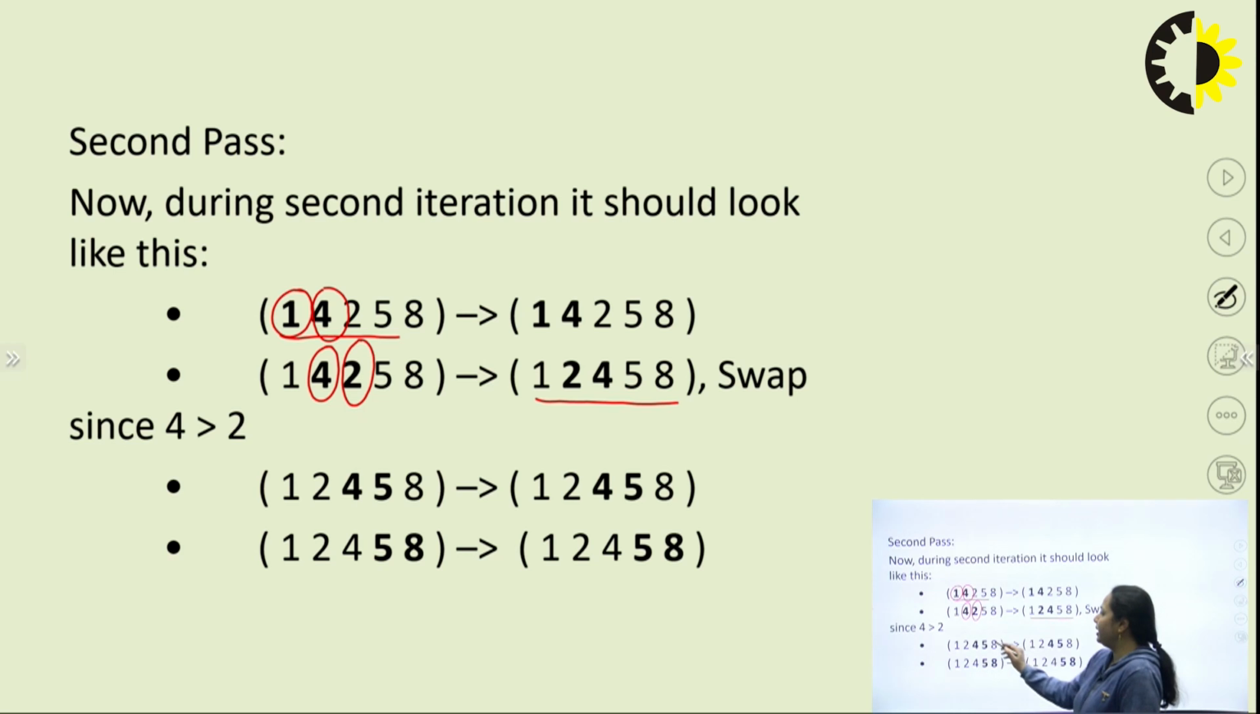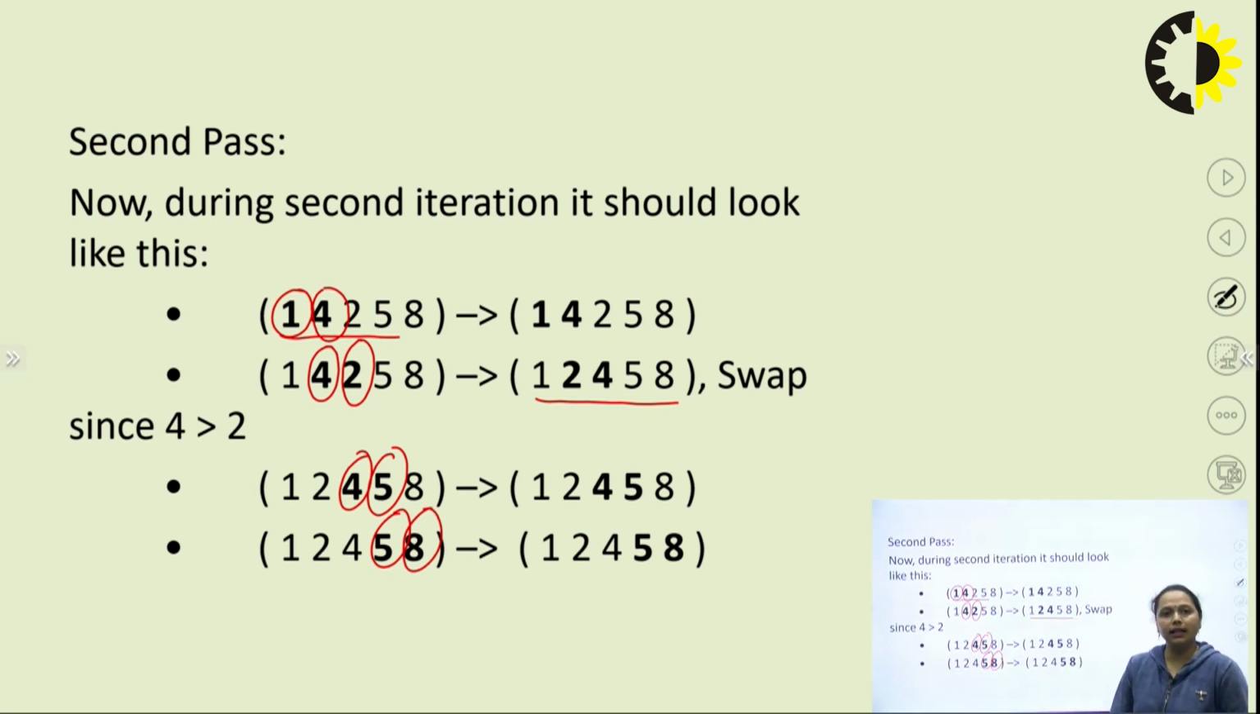Next two adjacent elements are 4 and 5. The order is correct, so there is no need of swapping. And last, 5 and 8. Again the order is correct. There is no need of swapping. So this is the complete pass 2. Here we found the list as 1, 2, 4, 5, 8.